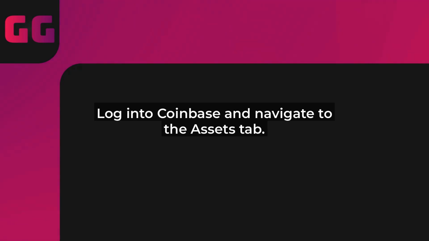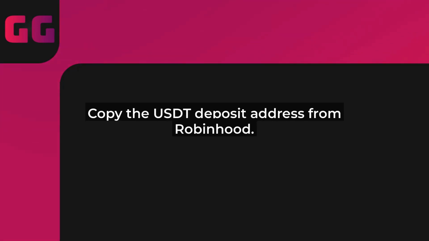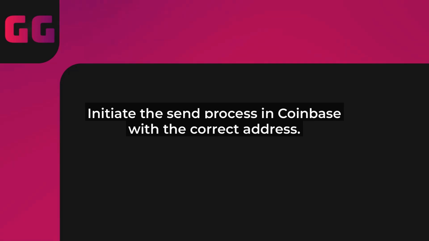Go to your Crypto Wallet tab and locate the USDT deposit address. This is crucial. Copy it carefully to avoid any mix-ups, as crypto addresses are case-sensitive and errors can lead to lost funds. Now, back in Coinbase, select USDT from your assets and click on Send or Withdraw.